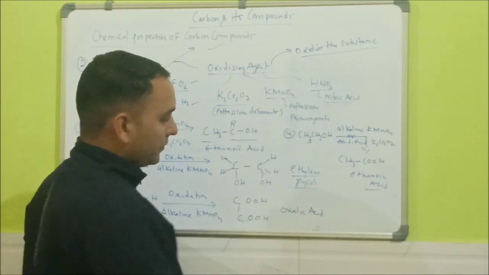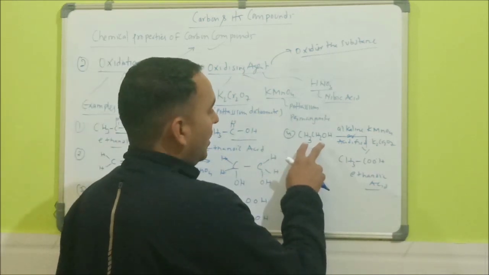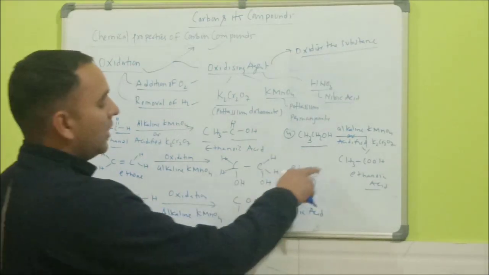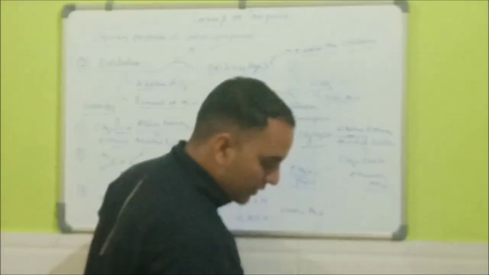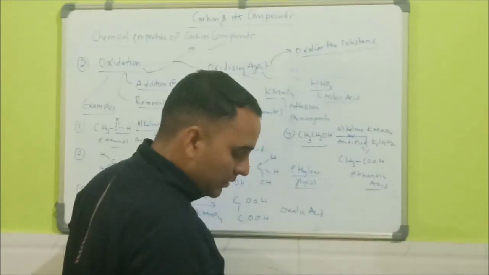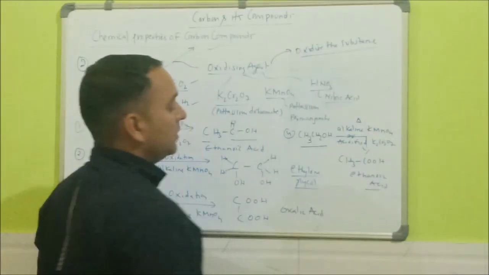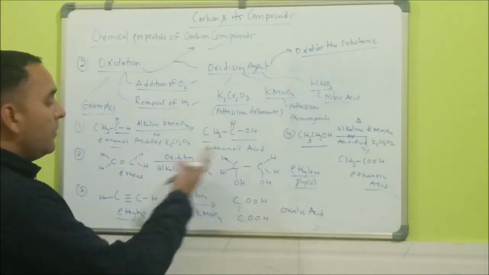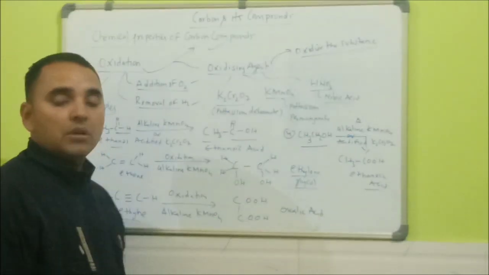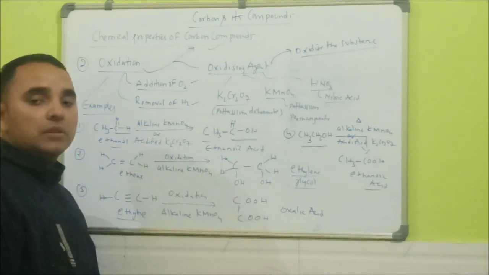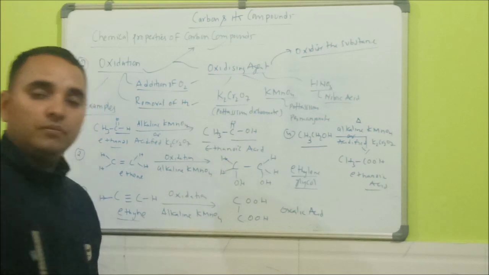So the alcohol has converted to ethanoic acid, that is your carboxylic acid, that is your acetic acid. A little heat is also required during the reaction. So these are some examples of carbon compounds undergoing the oxidation process and leading to the formation of new compounds.